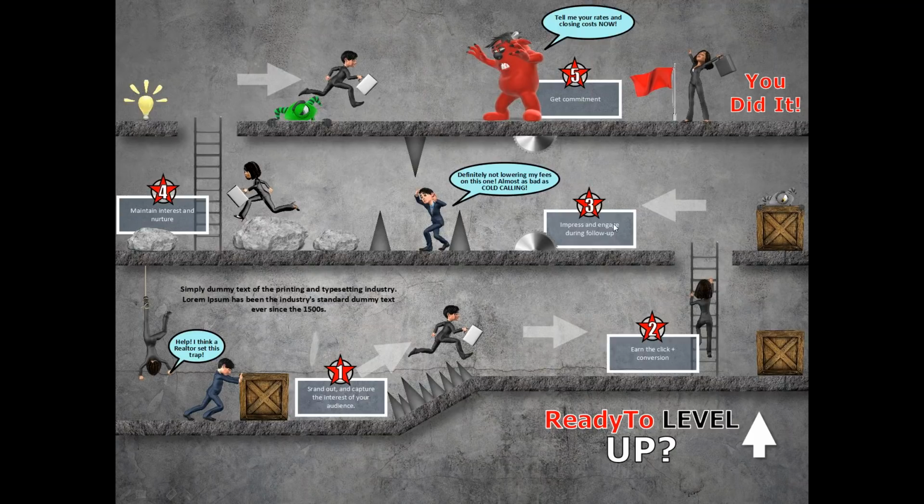Okay. Then step 3, we've got to impress them. We've got to engage them immediately during that follow-up process within the first couple of minutes. Because if we miss that, then we might as well just stop generating leads now if we don't have that step of the process set up. Then we've got to maintain that interest.